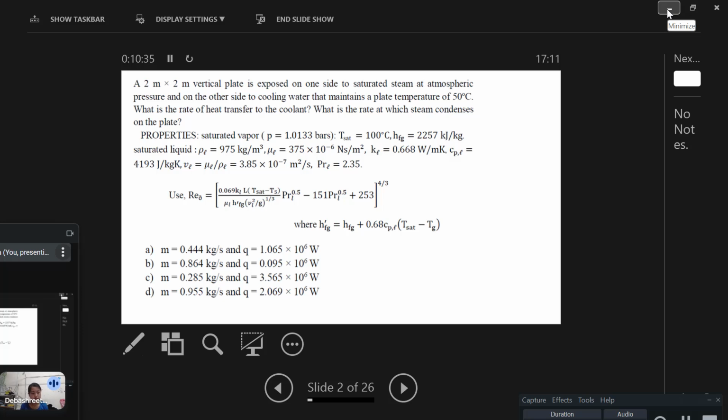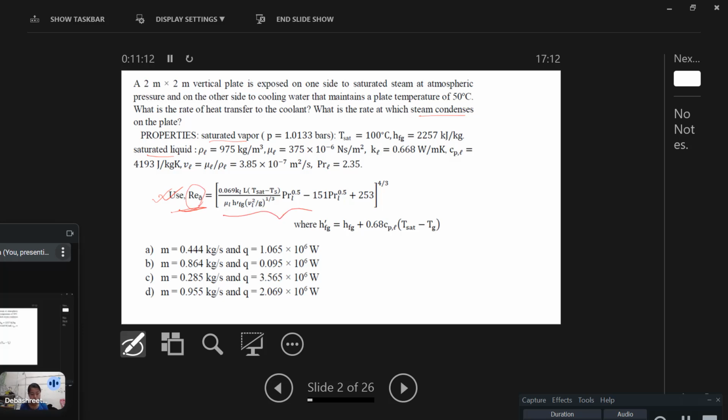That means the rate at which steam condenses on the plate is the m dot, that is, Q by the latent heat. They have given the properties of the saturated vapor and the saturated liquid, and they have also given the formula for finding the Reynolds number. So first we'll start with finding the Reynolds number. Since they have already given it, we'll be computing this Reynolds number.